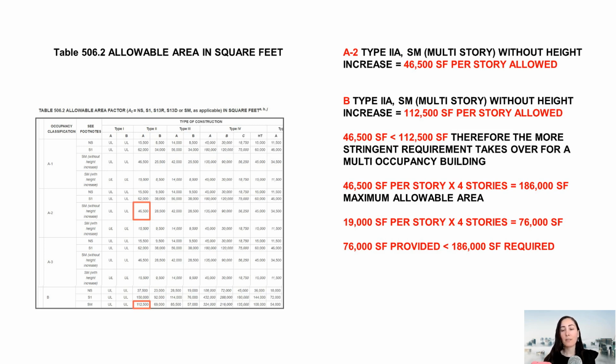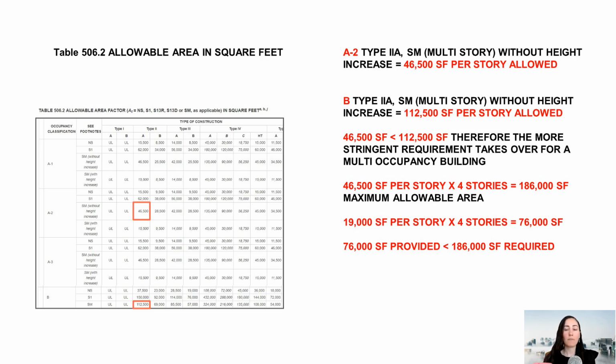The numbers listed in the table are per story, not the entire building. We check A2 and B for type 2A, sprinklered multi-story building, and we get that A2 allows 46,500 square feet per story, and the B occupancy allows 112,500 square feet per story. The A2 occupancy is more stringent, so that's what we need to stick with.